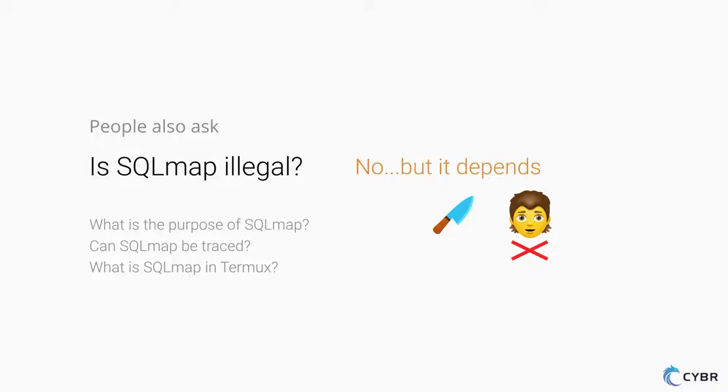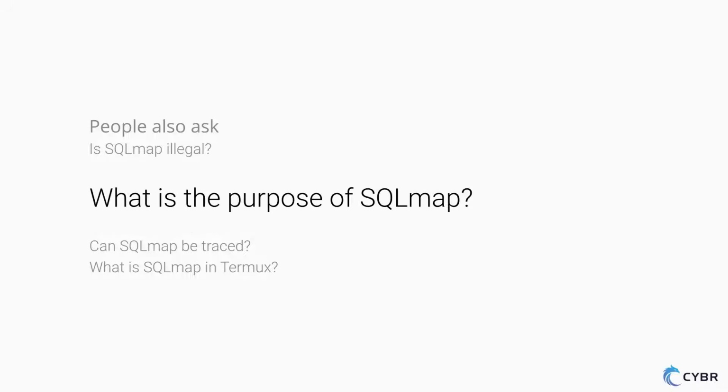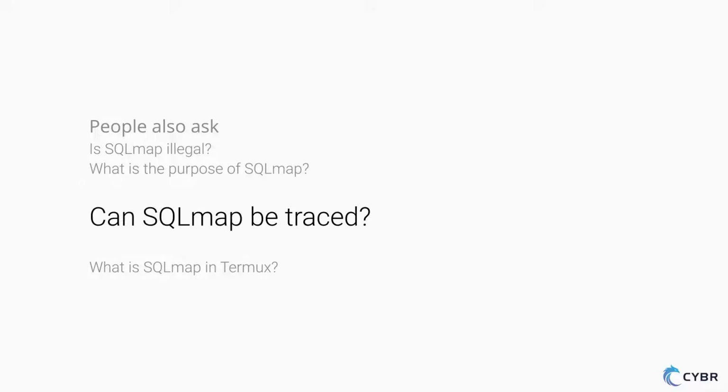However, if you start to try and use sqlmap against environments that you do not have explicit written permissions for, then you enter into illegal territory, and you should definitely not do that. Always have permission. The second question was, what is the purpose of sqlmap? We already answered this one, so I'll go ahead and skip it. The next question was, can sqlmap be traced?